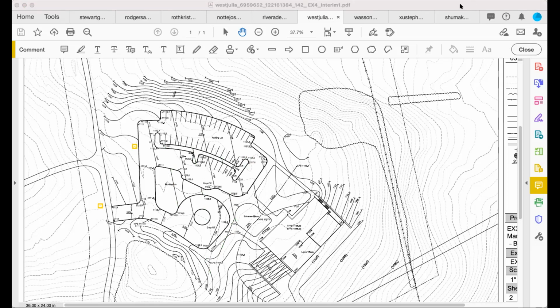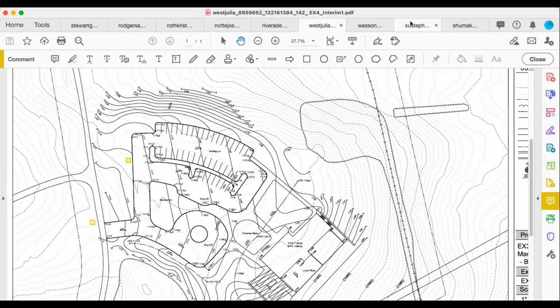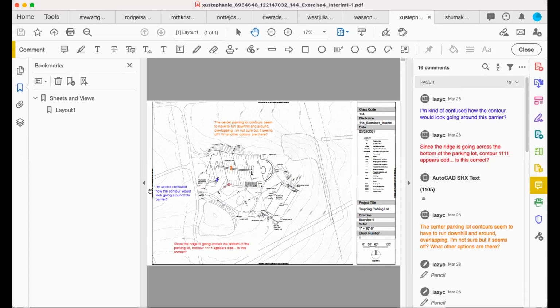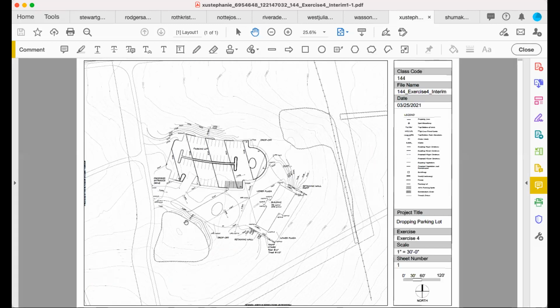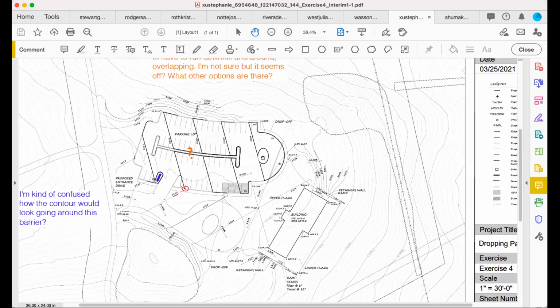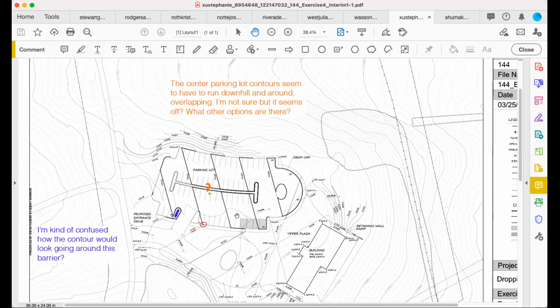Stephanie? Hey, Professor. Hey. Let me turn on, this one is yours. A lot of notation. Yeah, I have a few concerns. Yeah, I'm surprised to see lazy C. This is a really old, like, junk email. It always keeps tagging it.